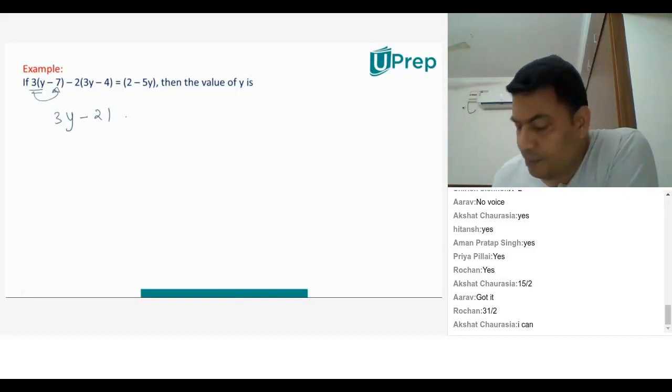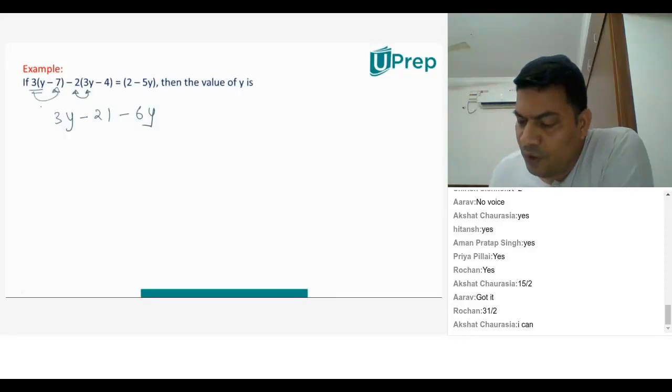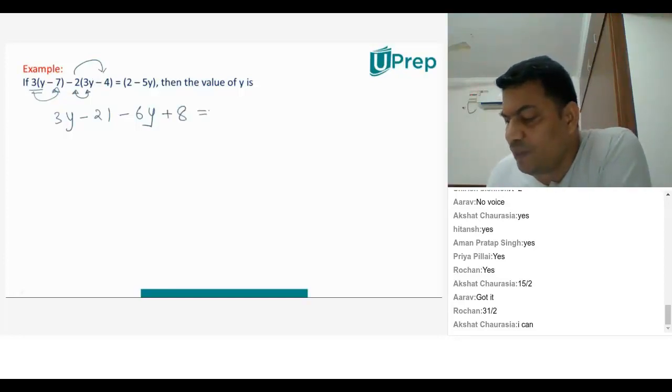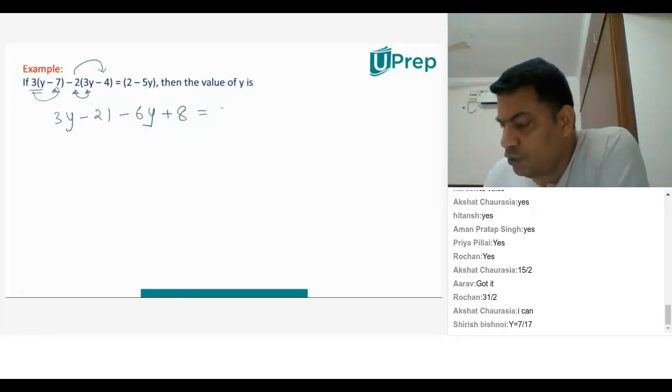Then minus 2 into 3y, which is minus 6y. Very good. And minus 2 into minus 4, which is plus 8. Concentrate here. Minus 2 into minus 4. Minus into minus is plus. 2 into 4 is plus 8. Very good. Yes, that should be equal to 2 minus 5y. Very good, Akshat.